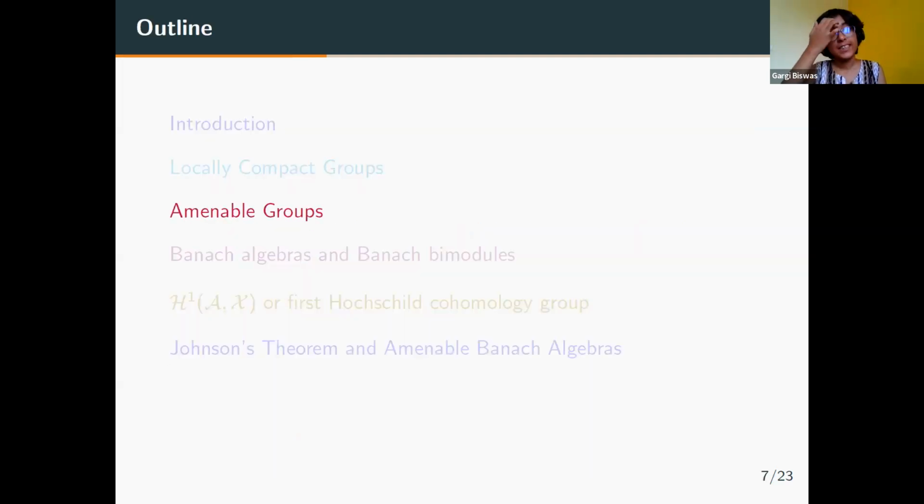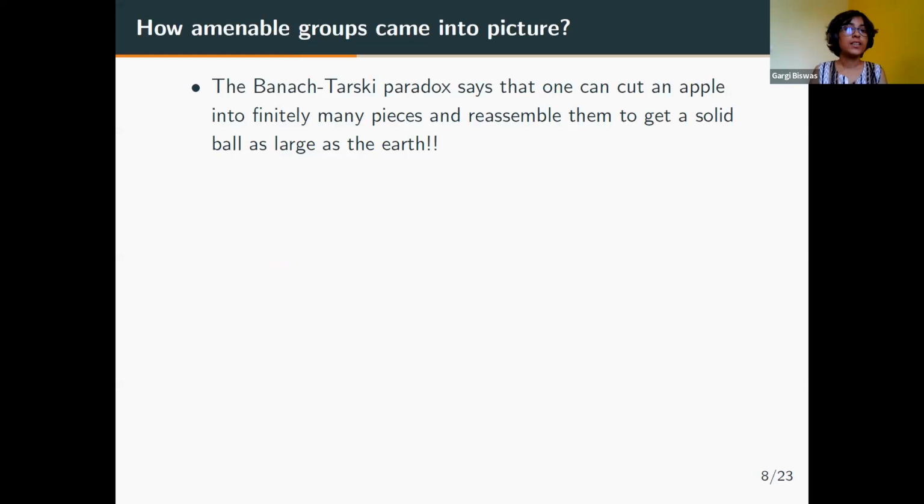Okay, so the next term in Johnson's theorem was amenable groups. How did amenable groups come about? First of all, the Banach paradox says that one can cut an apple into finitely many pieces and reassemble them to get a solid ball as large as the earth. So this is nonsense. How can something of this sort happen?